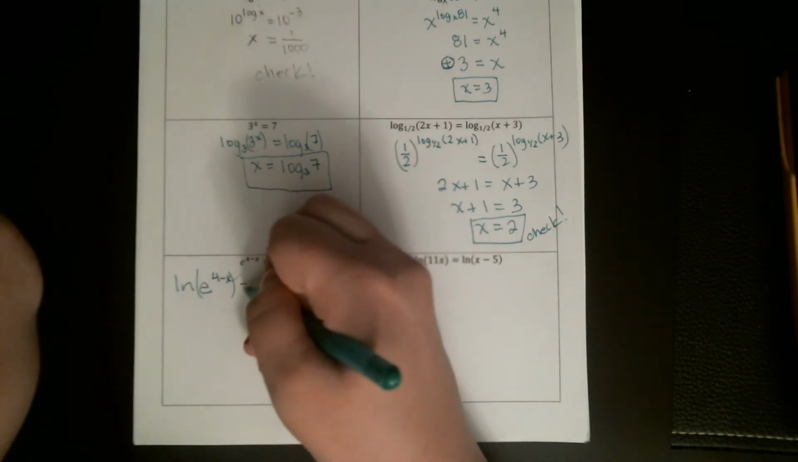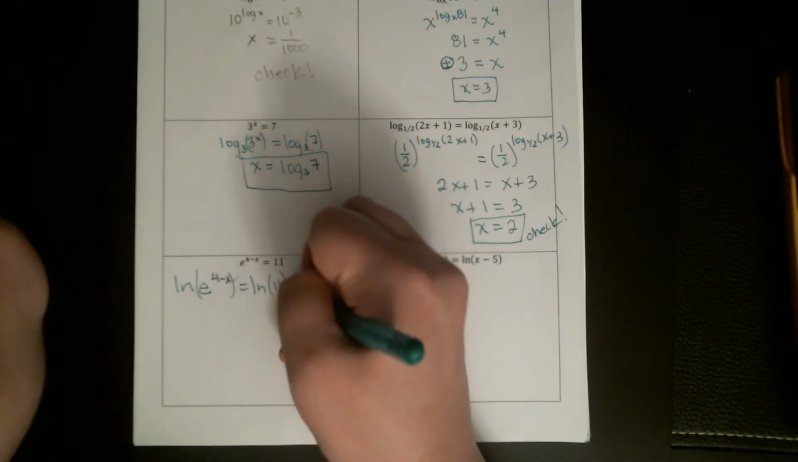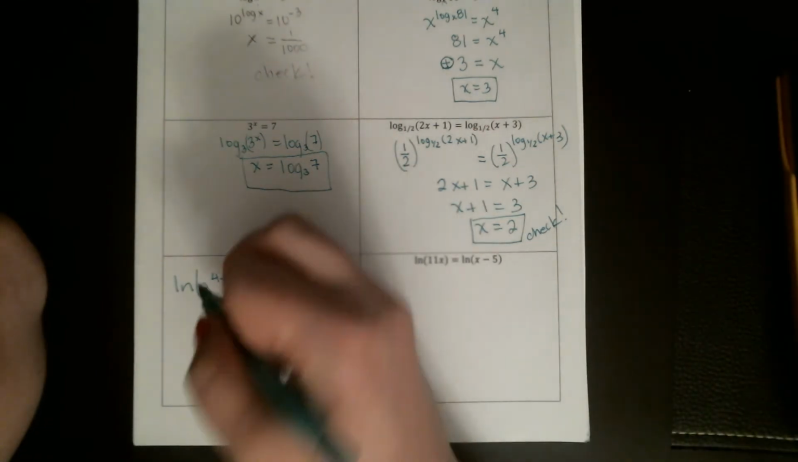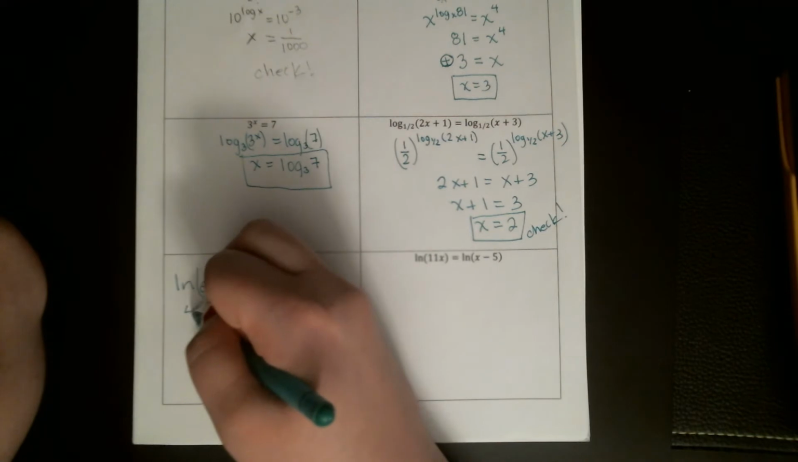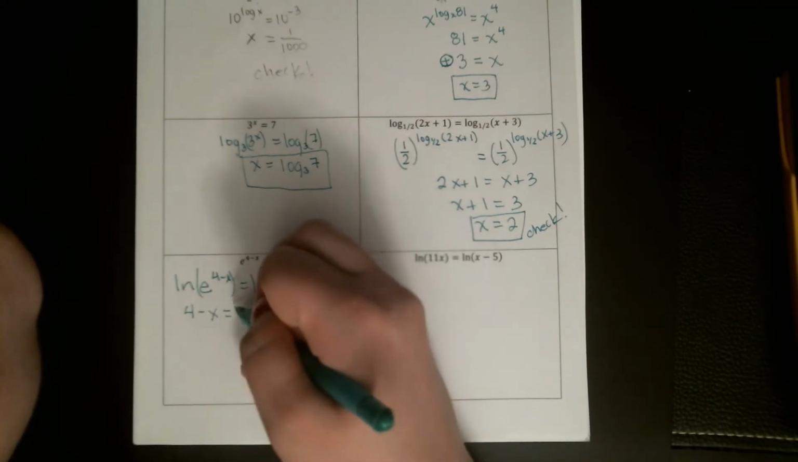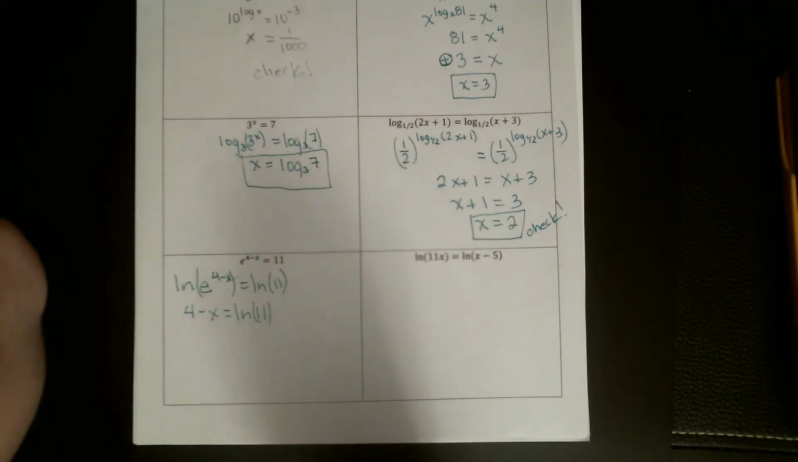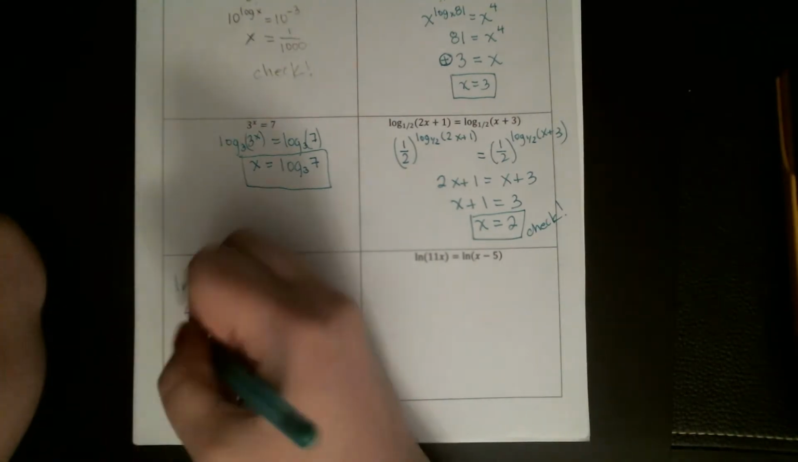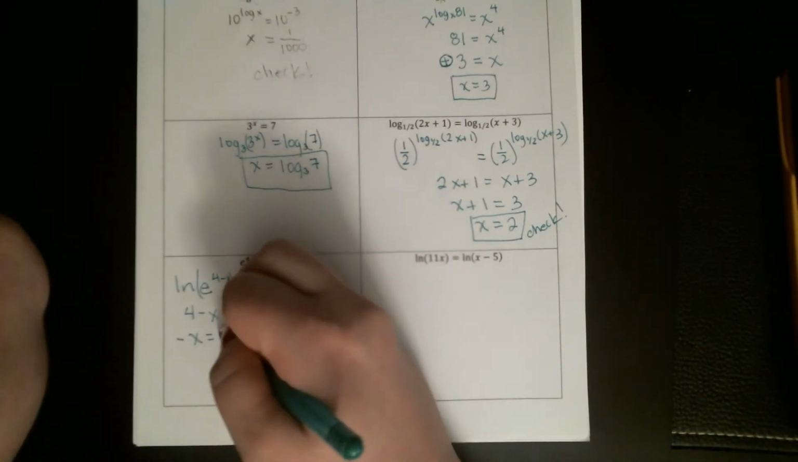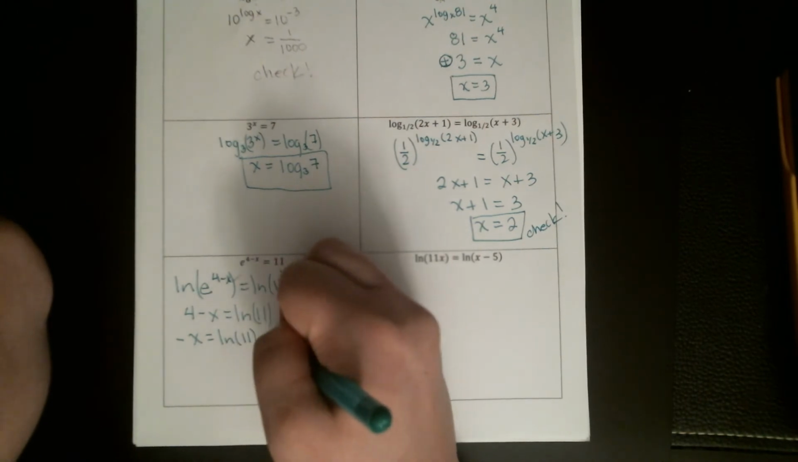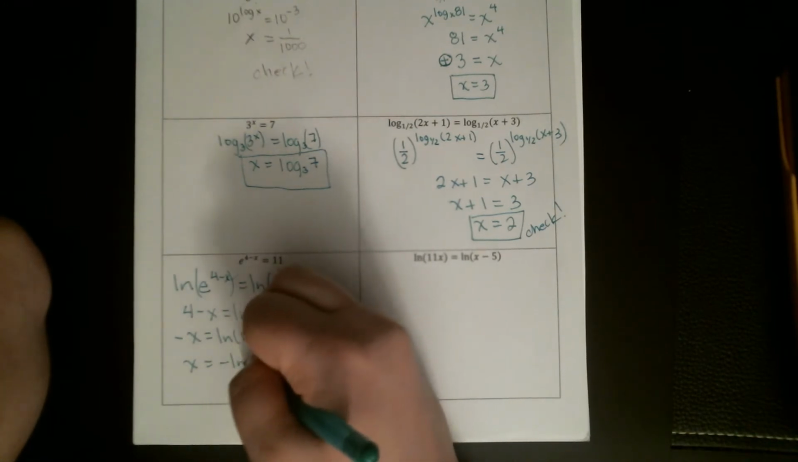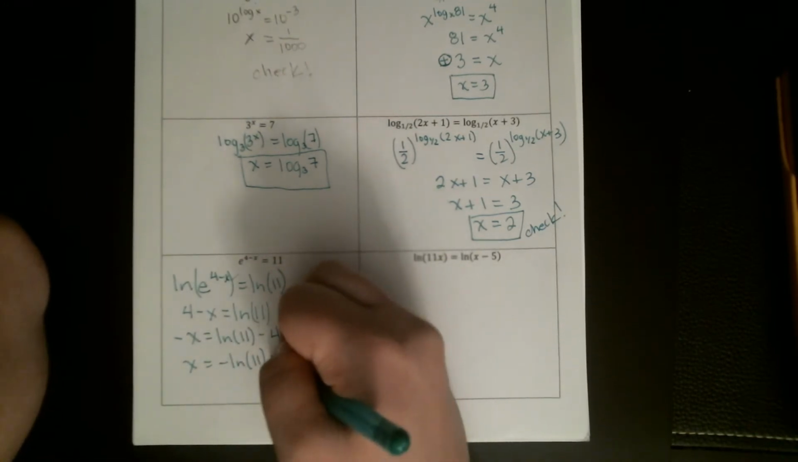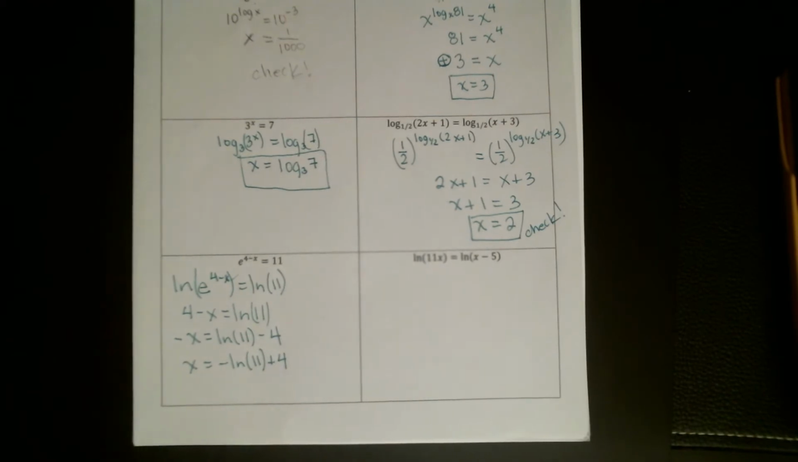Okay, so we're going to take the natural log of both sides. And on the left-hand side, that's going to wipe out the exponential. So the natural log of e to a power should just give me the power. 4 minus x equals the natural log of 11. And then I will subtract 4, and multiply everything by negative 1. Okay, so there's my answer. And this is a perfectly good and correct answer.